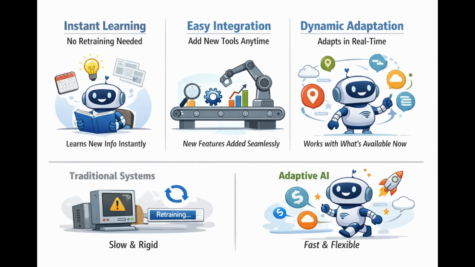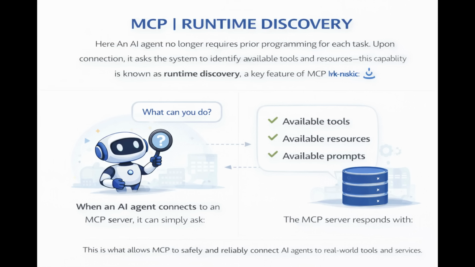They can learn about changes instantly, and new tools or features can be added to the system at any time without disrupting the AI. The AI can adapt dynamically. It means it adjusts and works with whatever is available right now without needing manual updates. So this is something traditional systems were never designed to do.